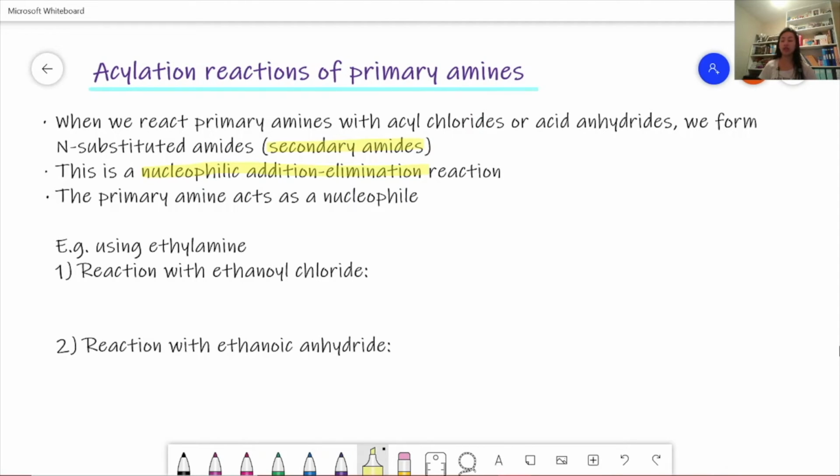And it's an addition elimination reaction because we're adding the nucleophile, but then eliminating something off of either the acyl chloride or the acid anhydride. So the primary amine acts as the nucleophile. And that's because of this lone pair of electrons on the nitrogen. So for example, if we had ethylamine, so CH3CH2NH2, we have a lone pair here on the nitrogen, so it can act as a nucleophile. So in the example we're going to use ethylamine, and firstly we're going to react it with ethanoyl chloride. So ethanoyl chloride is the acyl chloride.